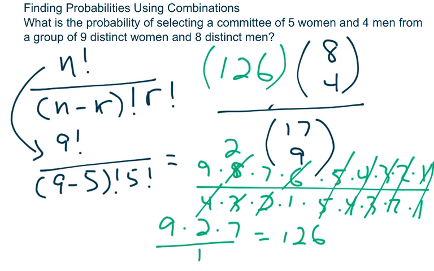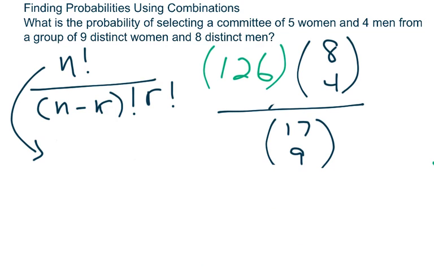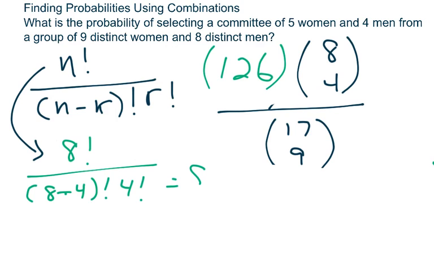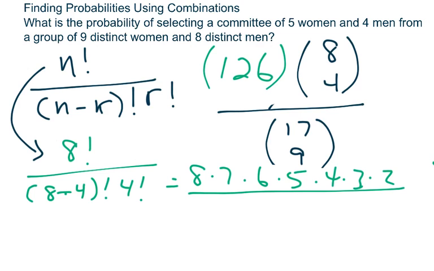Next, let's look at the number of different ways we can choose 4 men out of a group of 8 distinct men. So here we have 8 choose 4, that's 8 factorial divided by 8 minus 4 factorial times 4 factorial. That gives us 8 times 7 times 6 times 5 times 4 times 3 times 2. Here I'm not going to include times 1. As I explained earlier, its inclusion doesn't really make any difference. n minus r corresponds to 8 minus 4 factorial, so that's 4 times 3 times 2, times 4 factorial, which is 4 times 3 times 2.